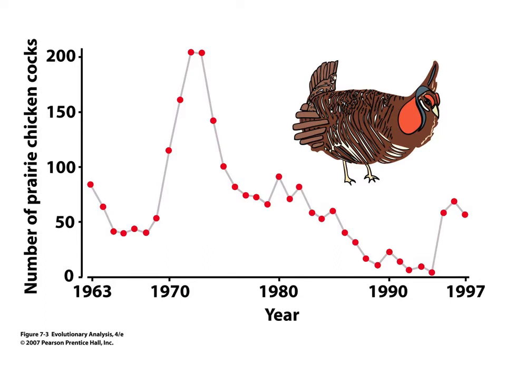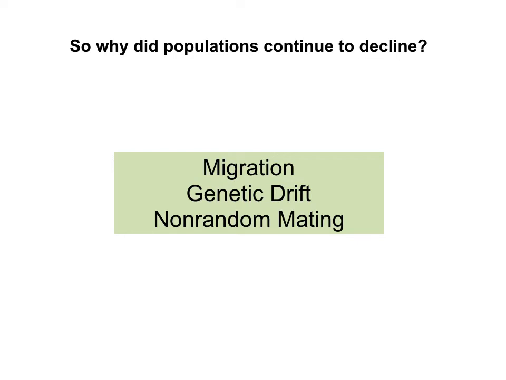Okay, so we're going to leave the prairie chicken story there, come back to it after we jump in to looking at migration, genetic drift, and non-random mating. And hopefully this will help us to understand why, in fact, these populations did decline.